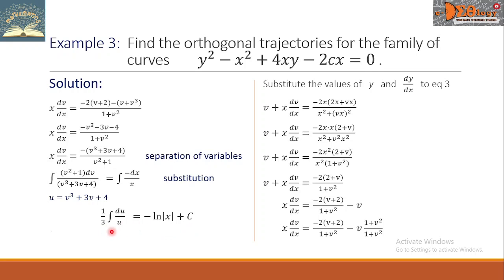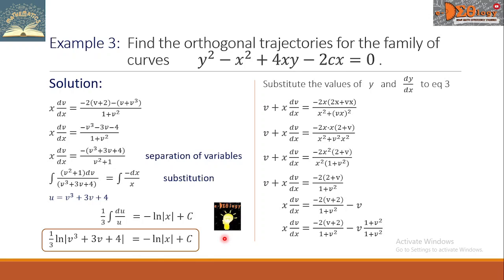And then we can write the final answer. For the left side, we can simplify this into 1/3 of ln of the absolute value of the quantity v cubed plus 3v plus 4 equals our right side. This is the final answer.